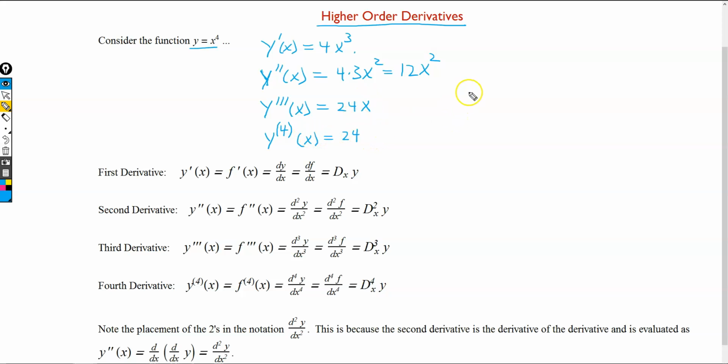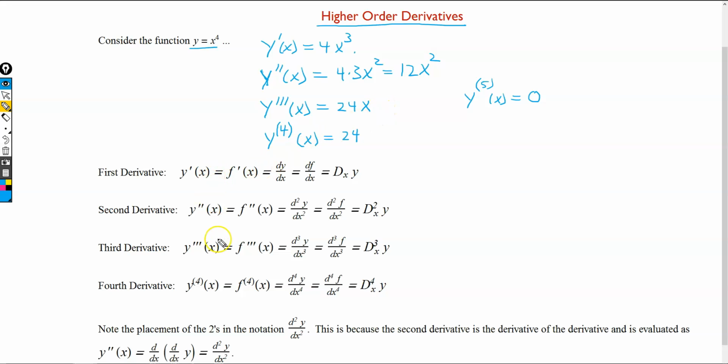And we could take the fifth derivative. Now from here on out, the fifth derivative of y is just going to be 0. And from there on out, all of our derivatives are going to be 0 for this particular function. So these are what we call higher order derivatives, and there's a very good reason why we would want to consider them, as we'll see in a few minutes.